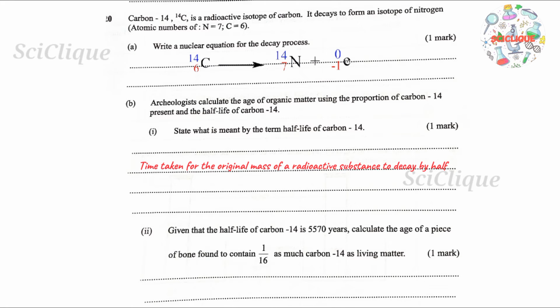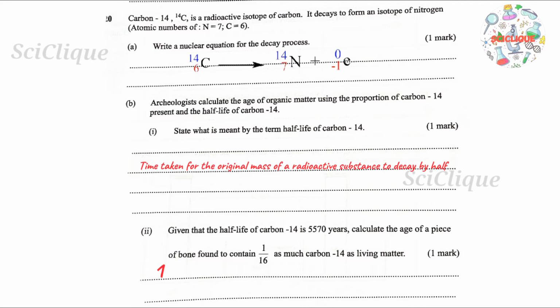Roman 2. Given that the half-life of carbon-14 is 5570 years, calculate the age of a piece of bone found to contain 1/16 as much carbon-14 as living matter. So essentially, we are being told that it takes 5,570 years for, let's say, 1 gram of carbon to break down to half a gram. So if we are to assume that the carbon has decayed to 1/16, how many years has it taken to do so? So we are going to start with 1.